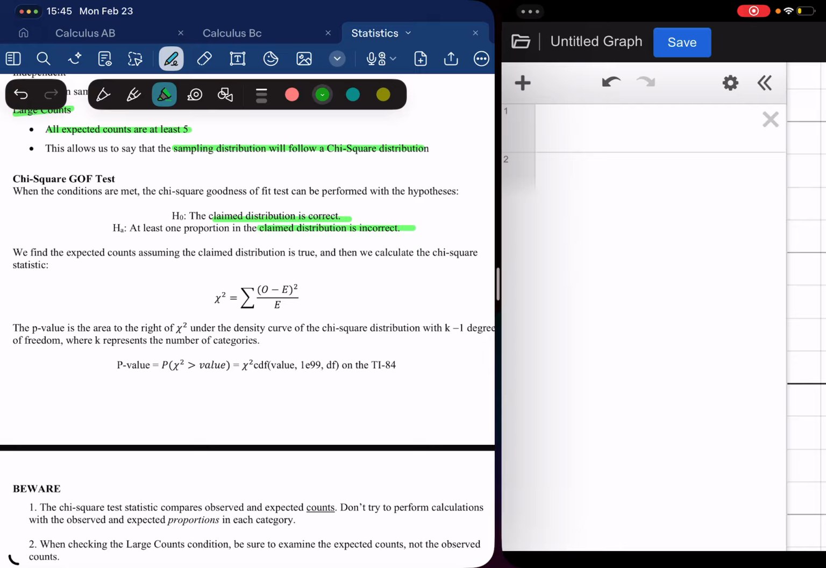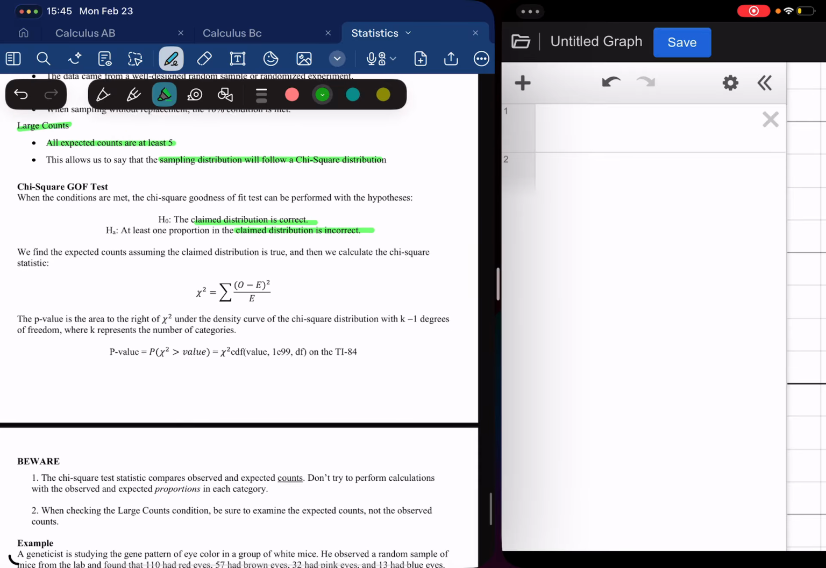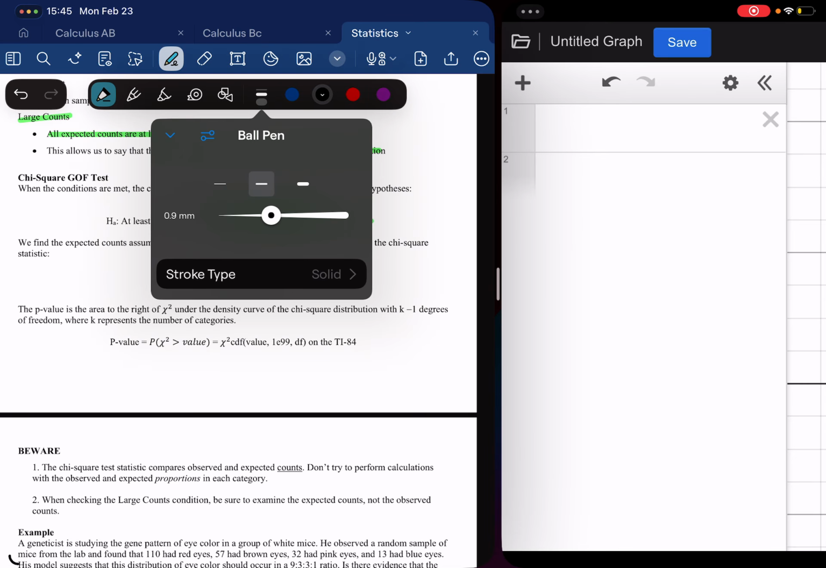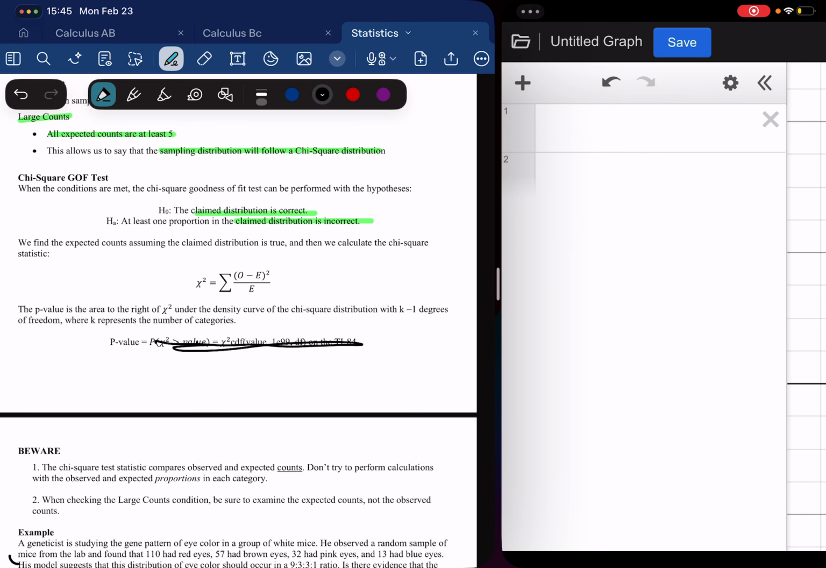Okay. Then the next thing I'm going to do is create a table that has my observed and expected values. So I have red, brown, pink, and blue. And then I have my observed and my expected. Okay, so my observed is part of the problem. That's the 110, 57, 32, and 13.